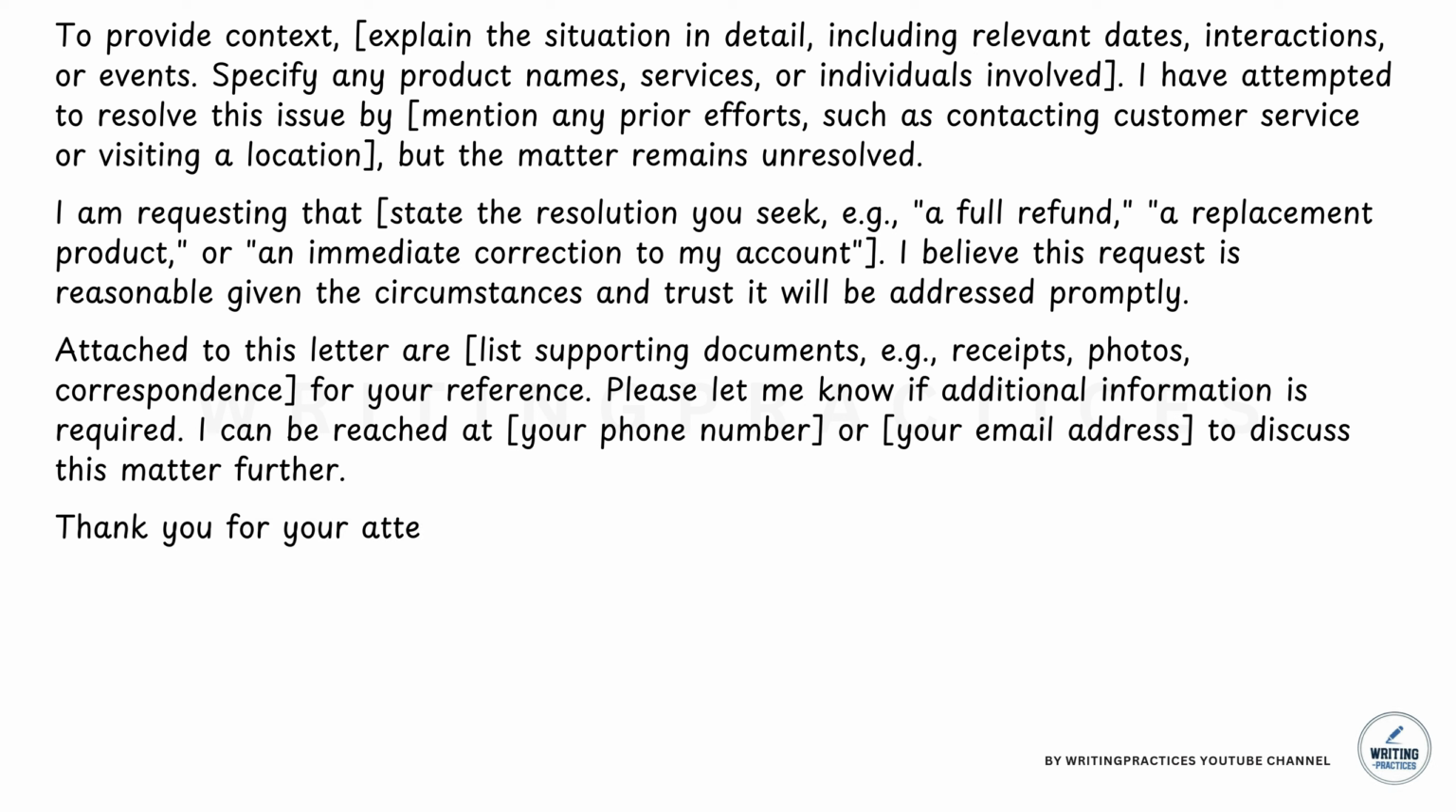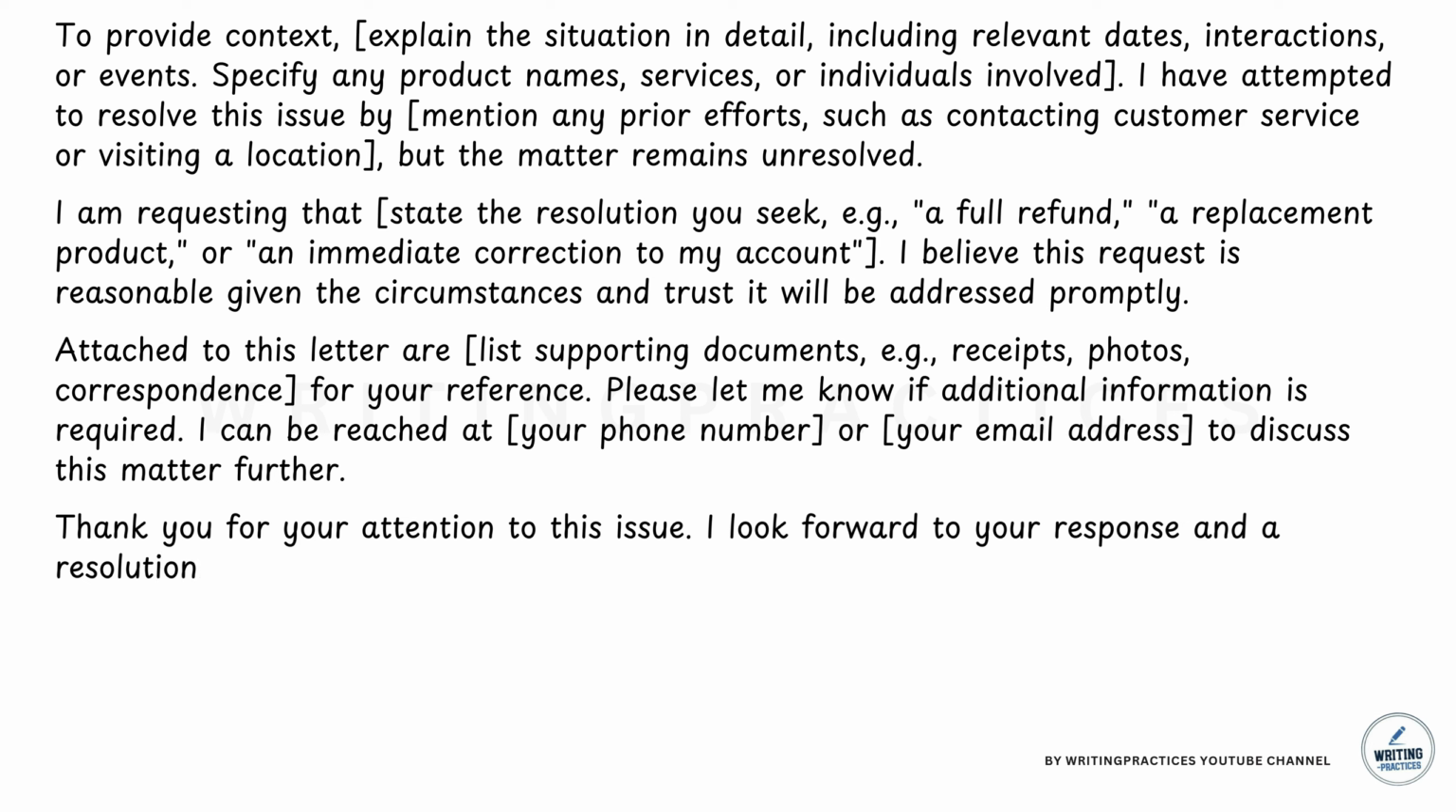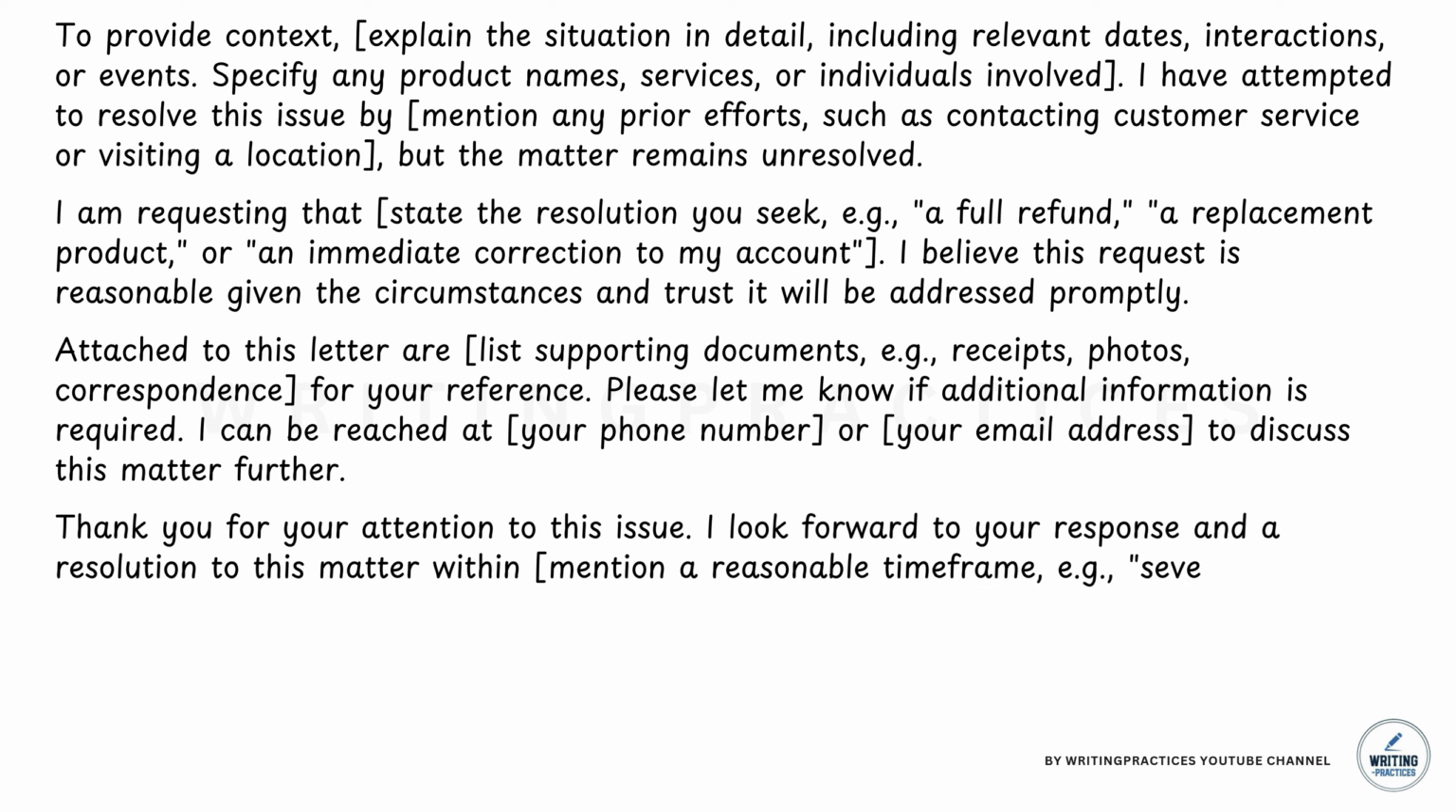Closing paragraph. The closing paragraph is where you thank the recipient for their attention and set a reasonable timeline for a response. For example, thank you for your attention to this matter. I trust that you will address this issue within 7 business days. Please feel free to contact me at your phone number or your email address if you require additional information or clarification. This section balances professionalism with firmness. By specifying a time frame, you establish expectations without sounding demanding.